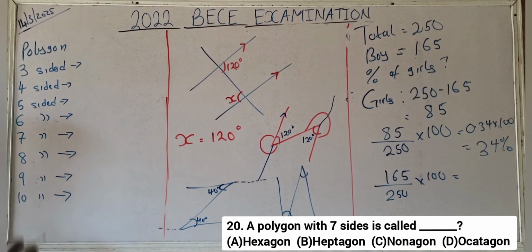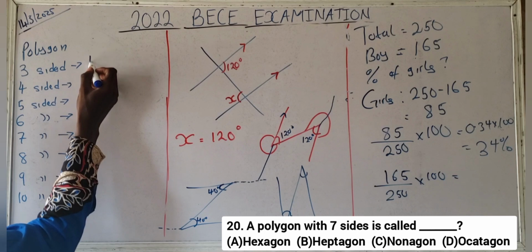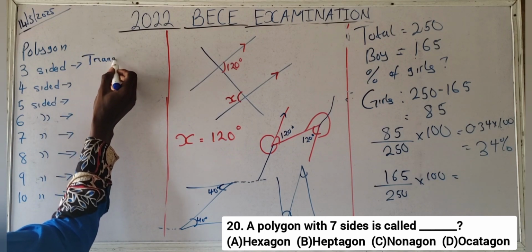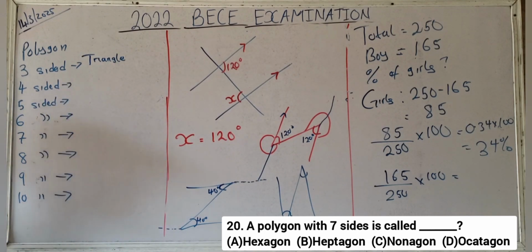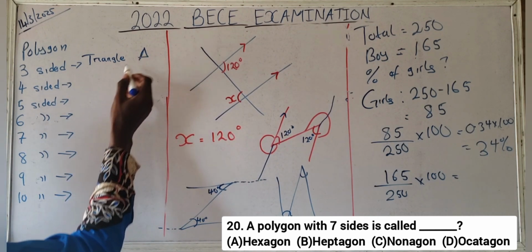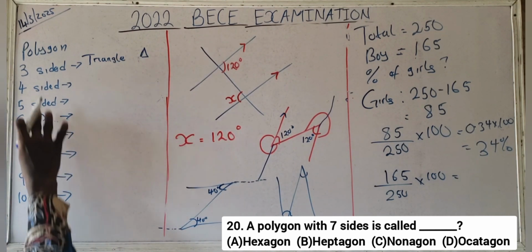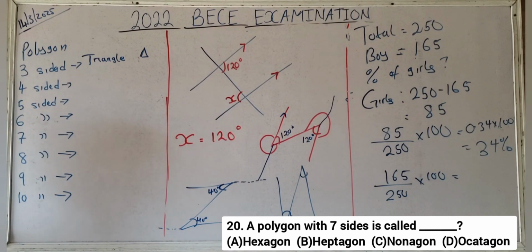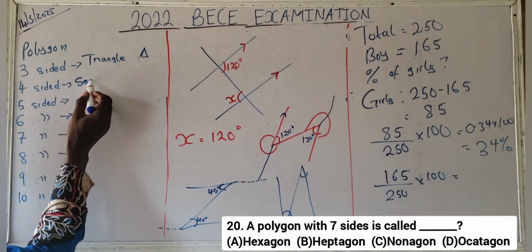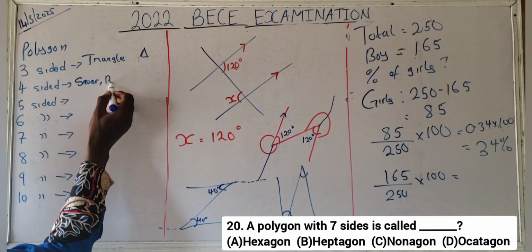Now listen. 3-sided polygons are polygons that have 3 sides and 3 angles. In this type of polygon, we have the triangle. Triangle is a typical example of a 3-sided polygon. Now, 4-sided polygons are polygons that have 4 sides and 4 angles. An example is the square, and another example is the rectangle.